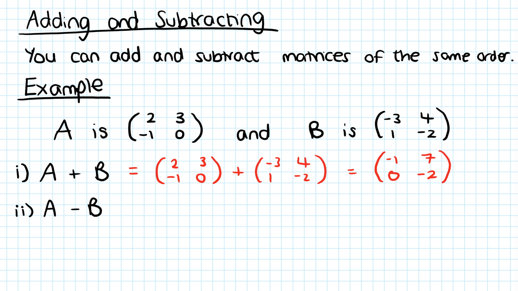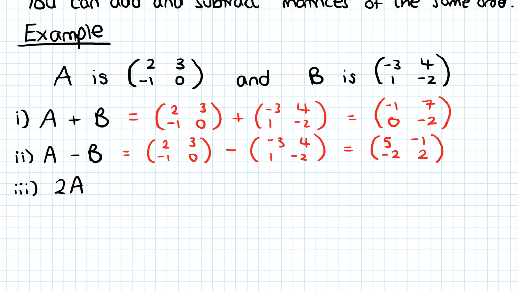Okay, if we wanted to do A take away B, then we do just the same thing. So we'd say the matrix A is 2, 3, minus 1, 0, and I want to take away the matrix minus 3, 4, 1, minus 2. I do the same for each position. 2 minus minus 3 would be 5, 3 minus 4 is minus 1, minus 1 minus 1 is minus 2, and 0 minus minus 2 would be plus 2.